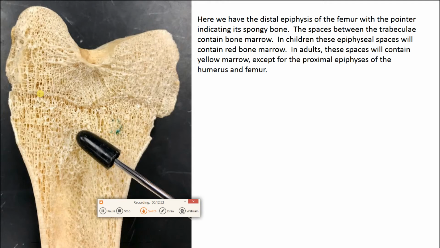I'm sorry, did I say that backwards? Yeah, I bet some of you know that. Kids are going to have red bone marrow. Adults are going to have yellow bone marrow here, okay?